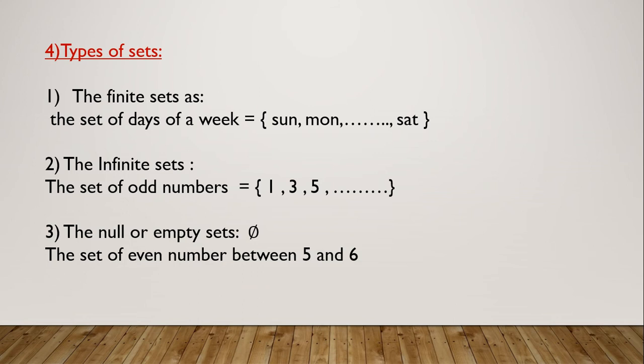But here I have infinite sets, like the set of odd numbers. What is the set of odd numbers? 1, 3, 5 and so on. It has no end. So this is called an infinite set. The null or empty set is denoted by phi. This symbol is called phi, which is the symbol of the null or empty set. Like what? Like the set of even numbers between 5 and 6. Is there any even number between 5 and 6? No. Then it is an empty set. Okay.